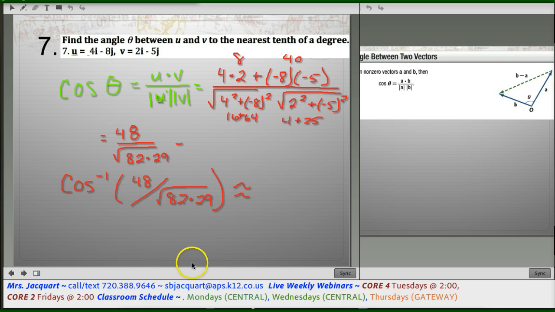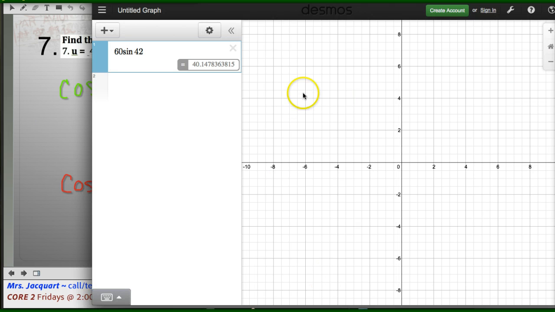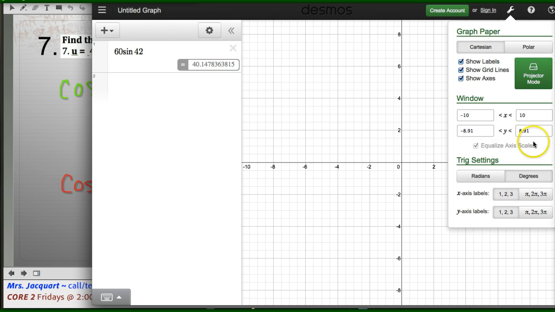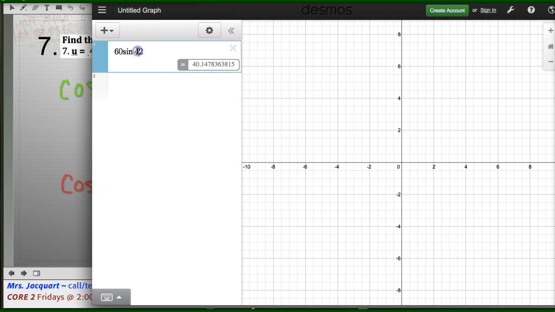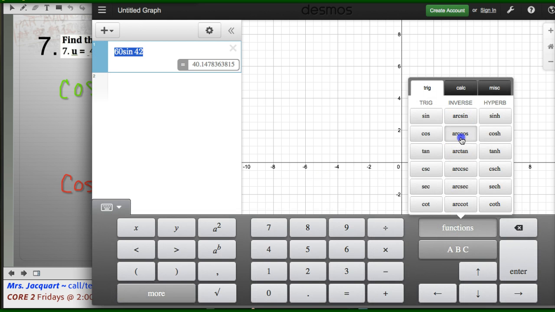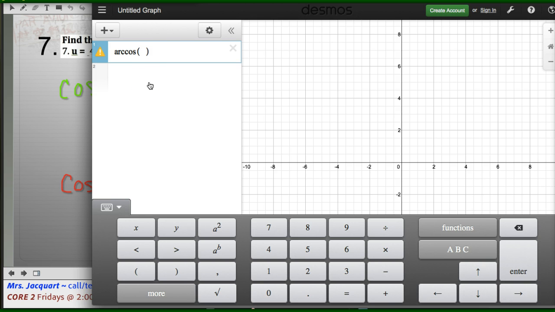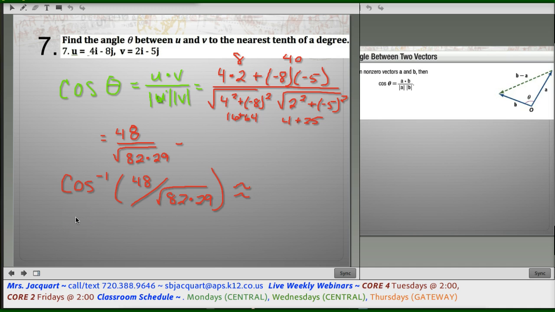Let's go to our calculator and make sure our calculator is in degrees. It's in degrees. Let's do the arc cosine because it's in here. And 48 divided by square root 82 times 29. So it's about 10.2 degrees. Alrighty, there you go.